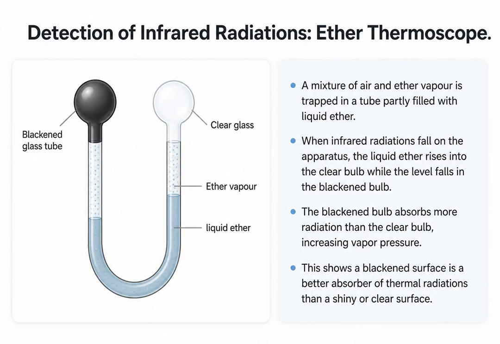Another detection device is the ether thermoscope. This consists of a tube containing liquid ether and ether vapor connecting two bulbs, one clear glass and one blackened. When infrared radiation hits both bulbs, the blackened bulb absorbs much more heat than the clear one. This extra heat causes the ether vapor and the blackened bulb to expand, pushing the liquid ether down on that side and up into the clear bulb. This elegantly demonstrates that dull, black surfaces are far better absorbers of thermal radiation than clear or shiny ones.